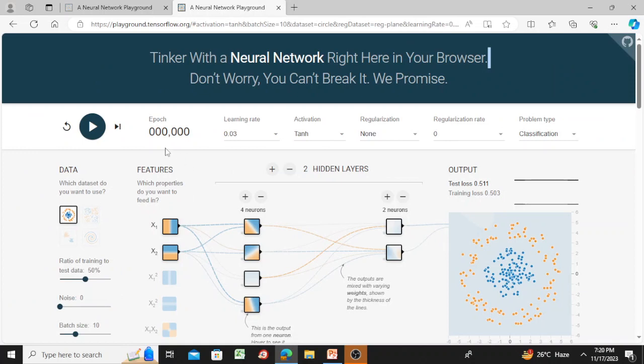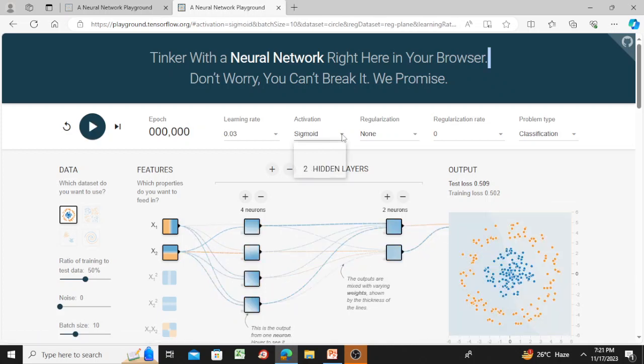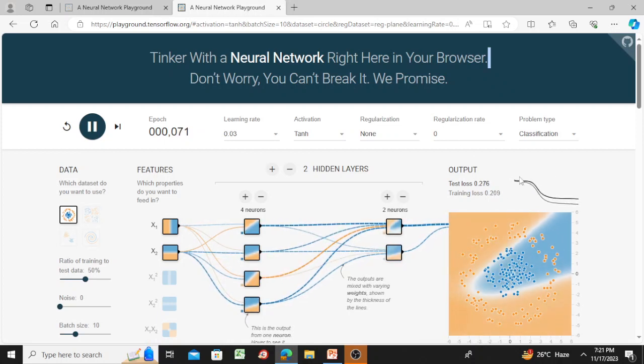What's happening here, this is my data set. If I run this one, just see what's happening. Just observe this one, this test loss, training loss, isn't it? You can see the learning rate, activation function. Earlier we have seen what happens with sigmoid activation. ReLU, anyway I will discuss later. For the time being, let me keep the tanh activation function. Just see this training loss and test loss.